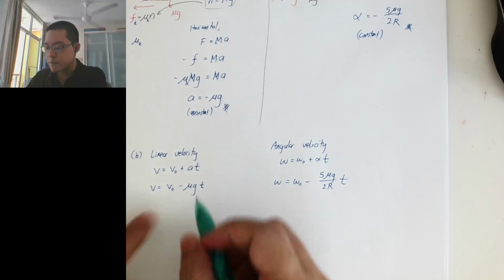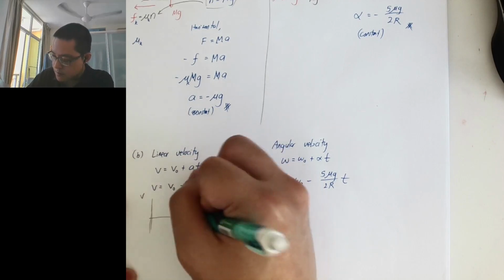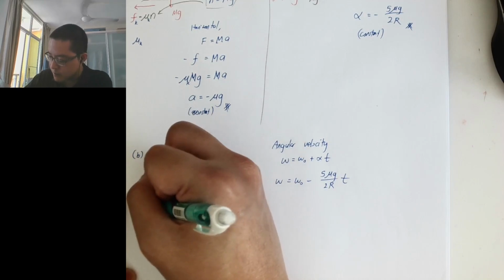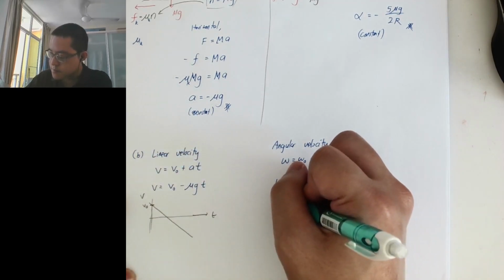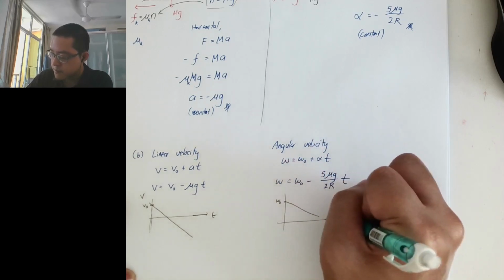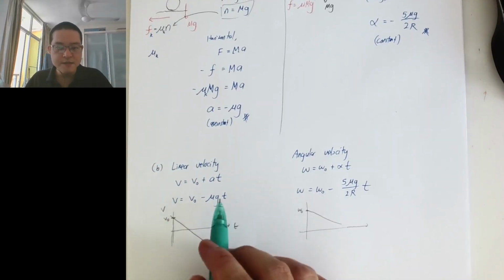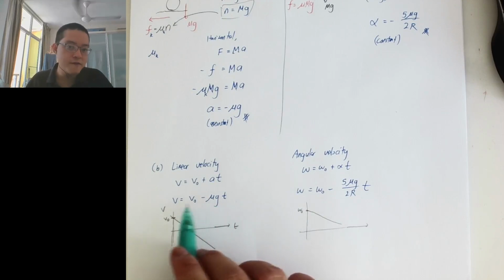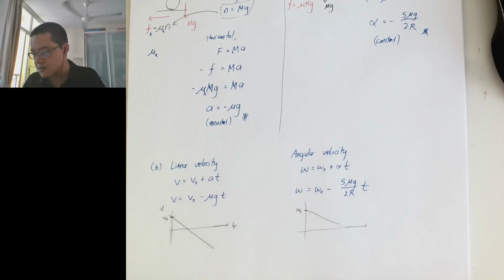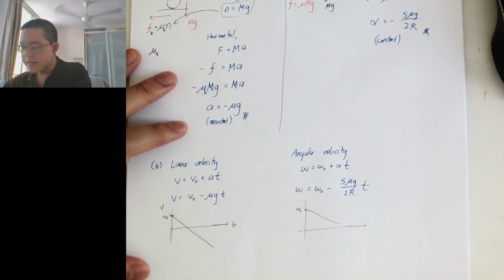If you plot the graph of v against t, initially it is v naught, and then it decreases with time. And omega is also decreasing with time. I'm just plotting this graph, nothing special. I'm just trying to convince you how the v changes over time and how the omega changes over time. So to actually answer the question, on page 7, let us read it again.